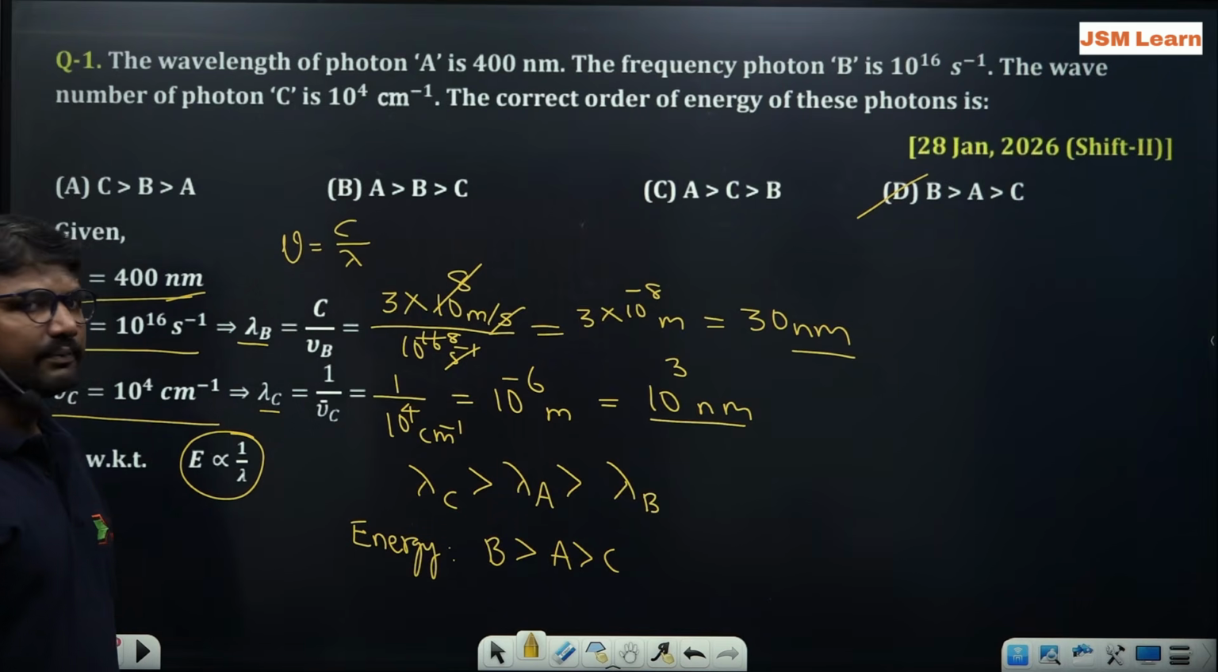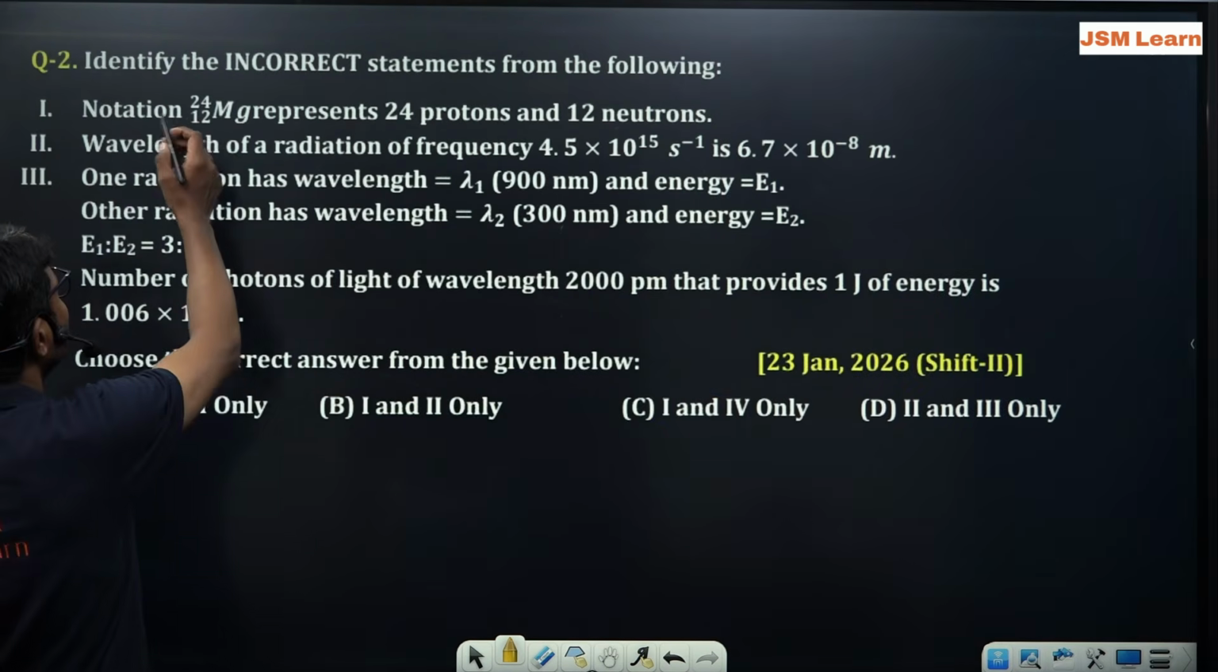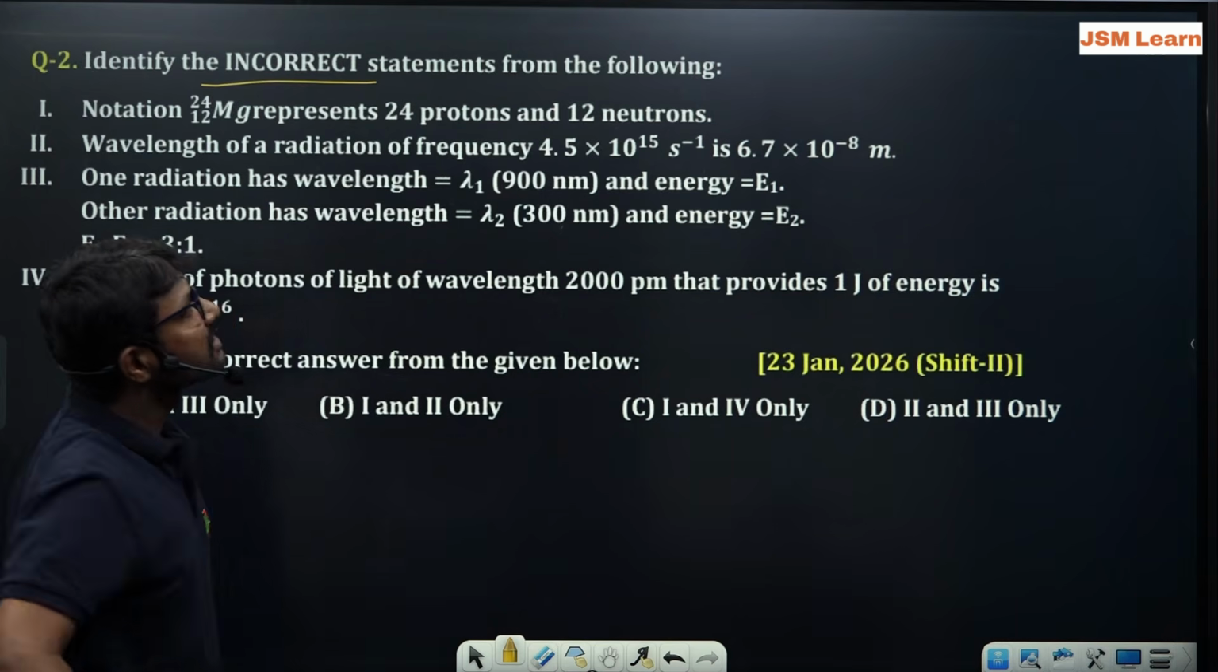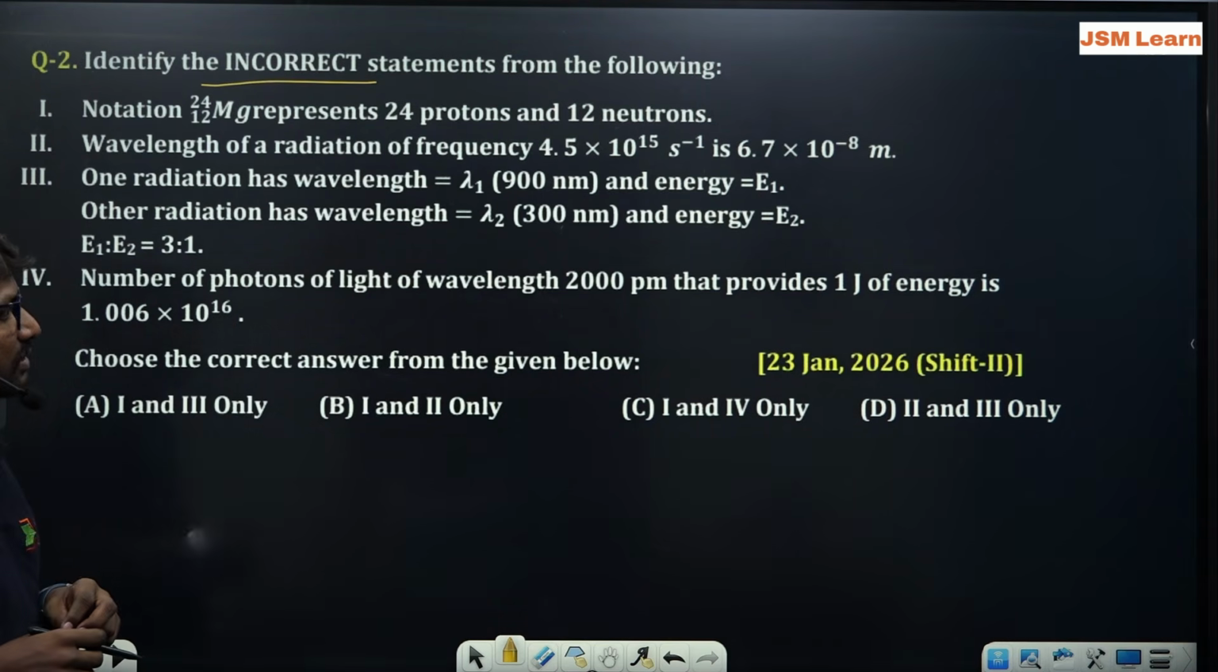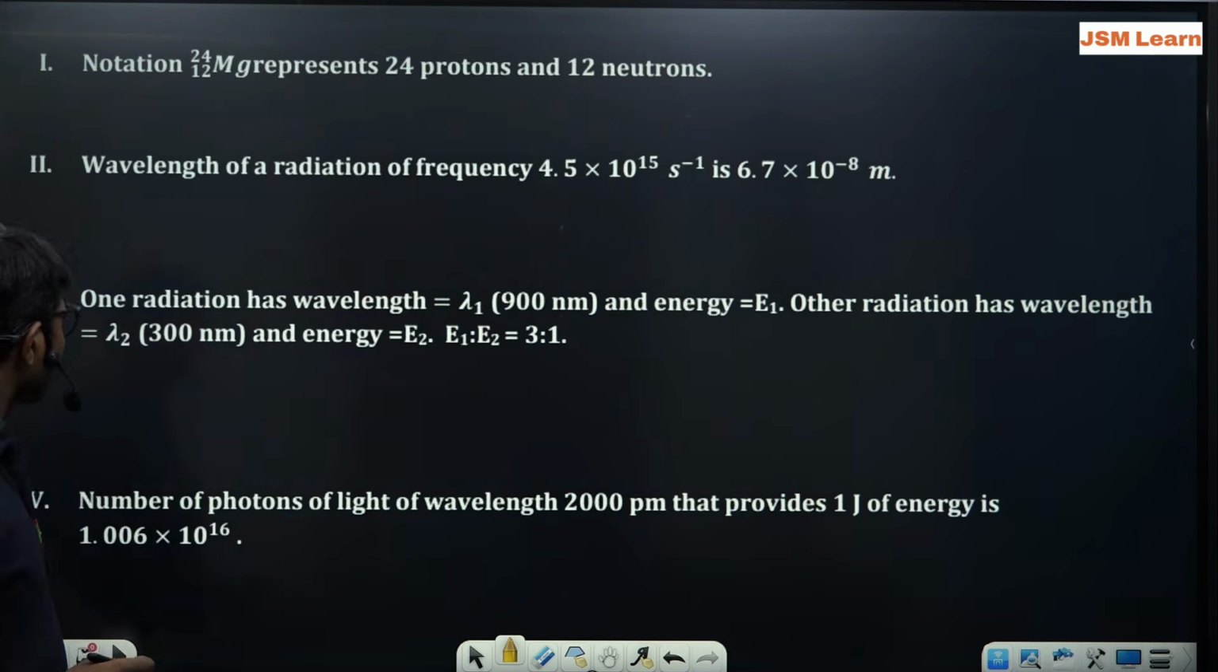Now let us see the second question, dear students. We have to identify the incorrect statements from the following. Here they have given 4 statements. Among these, we have to identify which are incorrect from the given options. So now let us see.